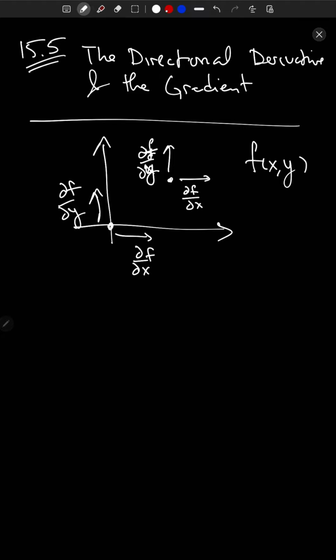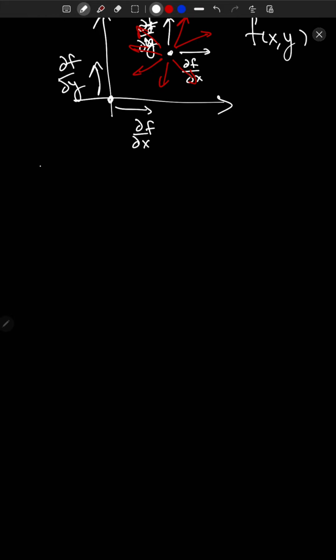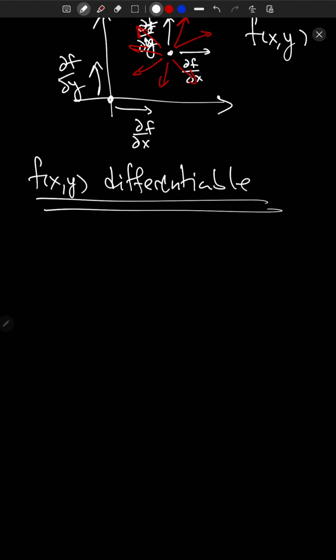Okay, so the big question though was, what about the change in f in all these other directions, the infinitely many other directions? How does f change? If we only have the partials, it's only two specific directions. So we're going to answer this question in this section, but of course only for differentiable functions. As we said before, we're not really going to work with non-differentiable functions.